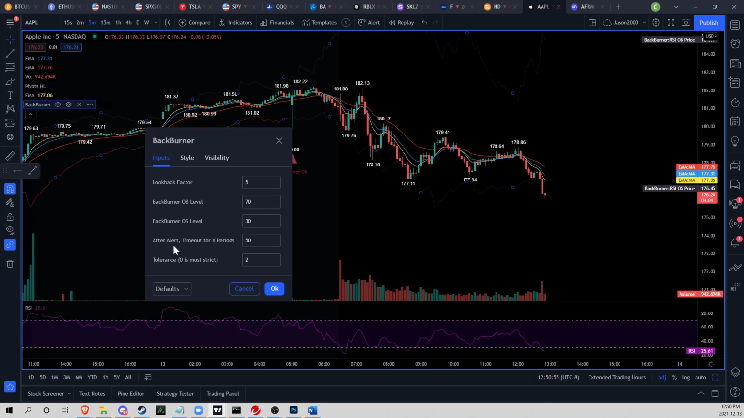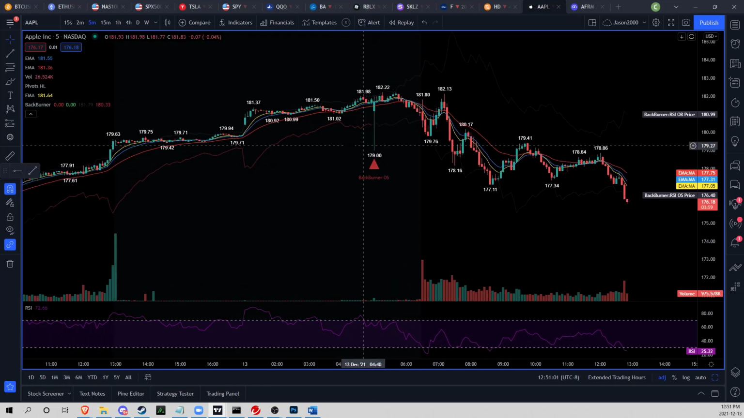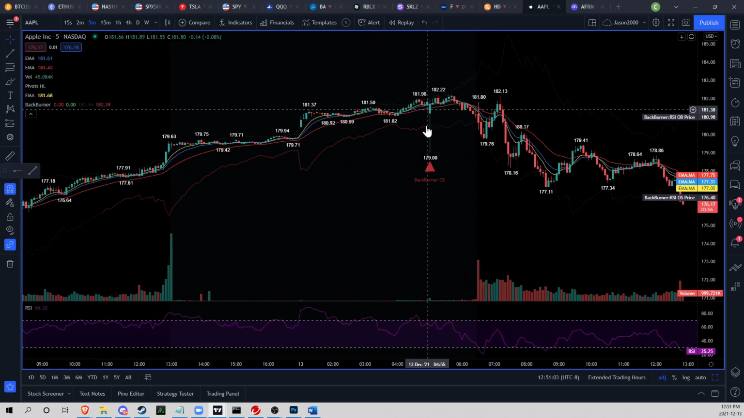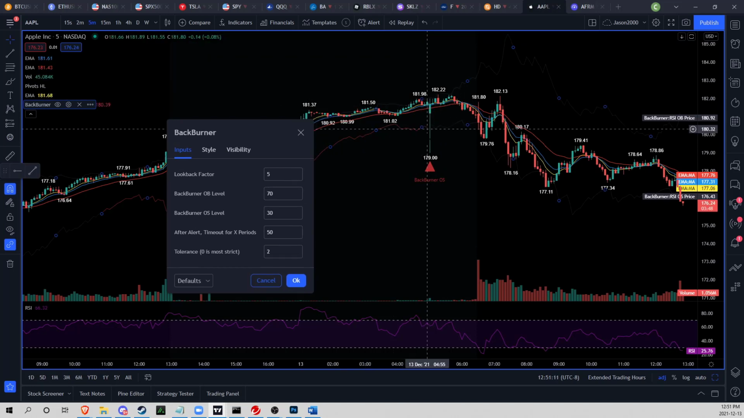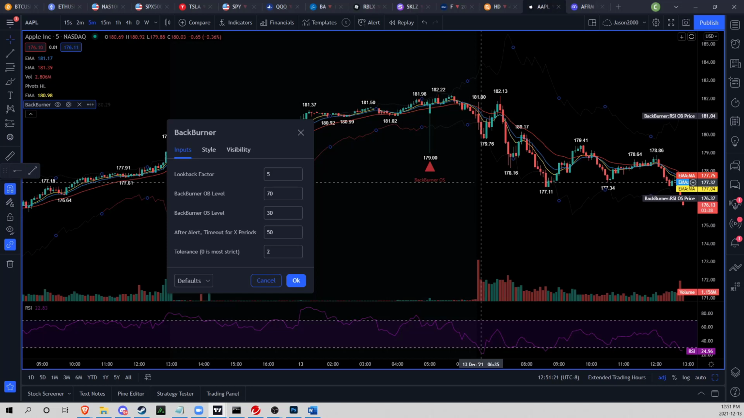We can also look for our alert timeouts. And to demonstrate that, what I'm going to do here is watch our BackBurner that tripped in our after hours or pre-market on Apple. And what we can do is change our timeout. So in this case, we get a BackBurner oversold indicator. And for 50 periods, this ticker is not going to fire another example of a BackBurner indicator, just to stop you from getting multiple alerts over and over and over again. But let's say you want those. You can change the timeout on your alert to be 10 periods. Hit OK.